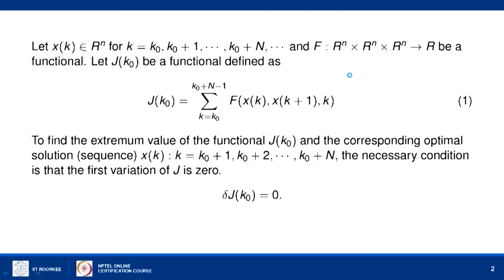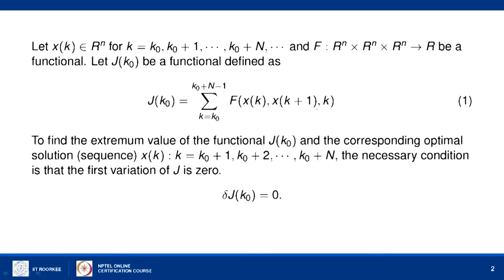Hello viewers, welcome to this lecture on optimal control for discrete systems. In this lecture, before going to the optimal control problems, we will find the procedure for optimizing the functional J of k0 given by this expression: summation k ranges from k0 to k0 plus capital N minus 1 of the function capital F of xk plus 1 comma k.